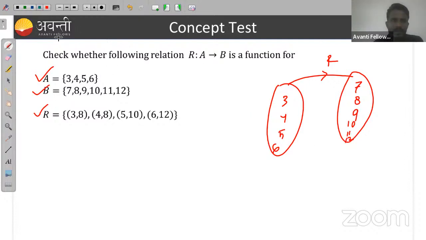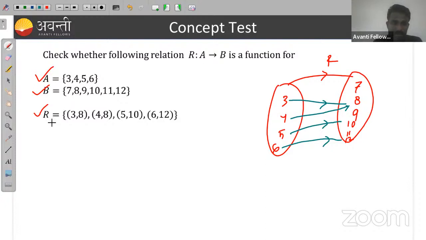And then you can relate those things directly, like 3 is related to 8. Again, 4 is related to 8 as well. And 5 is related to 10. And 6 is related to 12. Done. Okay, you can see that you can visualize this now in a better way.